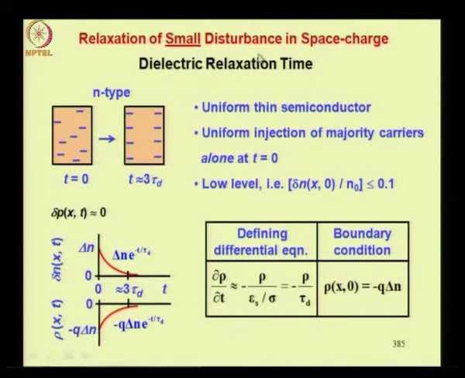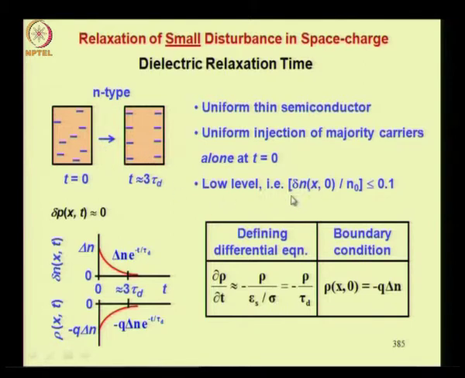Relaxation of small disturbance in space charge. Dielectric relaxation time is a time constant related to this relaxation. Now this time constant was introduced under the conditions of a uniform thin semiconductor, then uniform injection of majority carriers alone at t equal to 0. So we considered injection of electrons in an n type semiconductor and we assume the electrons are uniformly distributed at t equal to 0, and then the system relaxes to charge neutral conditions.